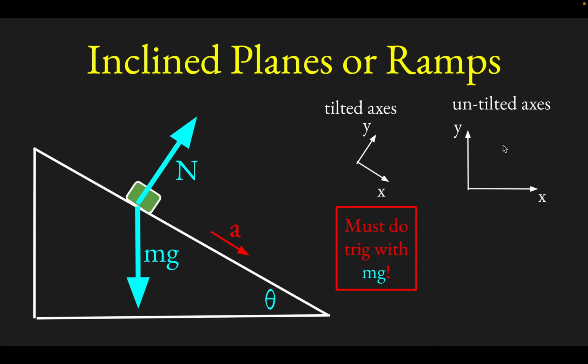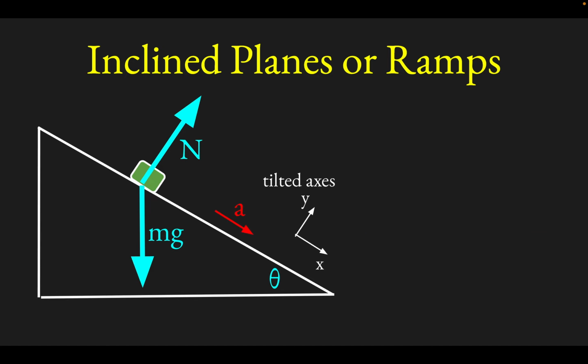It is possible actually to put axes however you want. In fact, you can untilt them like this. The downside of that is that you're going to have to do trigonometry with both N, the normal force, which does not point along the axes, and also with a, because it also does not point along the axes. And people usually screw that up. They usually leave that part out. So let's take a look at how you probably should do this, which is by tilting the axes.